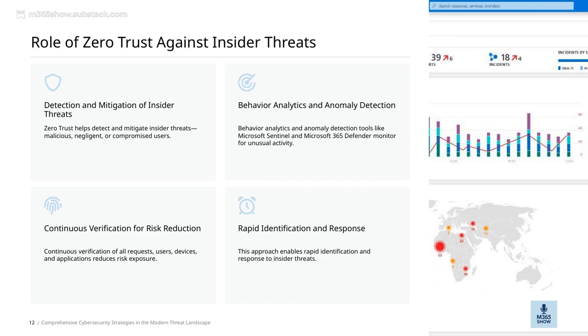Zero Trust isn't just about prevention, it's about detection and mitigation as well. It helps us spot insider threats, whether they're intentional, accidental, or due to a compromised account, and take action before damage occurs. Overall, this strategy aligns perfectly with our goal of creating a resilient cybersecurity posture in today's complex threat landscape.